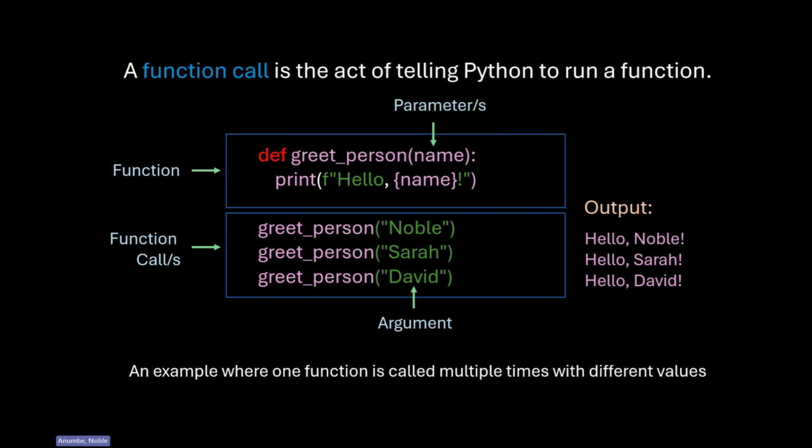You can call it through what we here refer to as the function call. So parameter, argument, parameter, argument. The relationship between parameter and argument is almost like the relationship between a variable and a value, or in a dictionary, the key and the value. It's literally the relationship between them, sort of. This is a specific example where one function is called multiple times with different values, and those values are referred to as arguments.